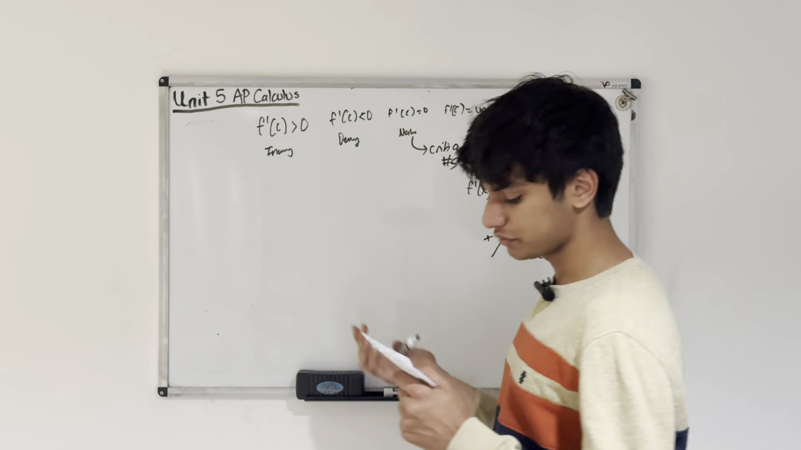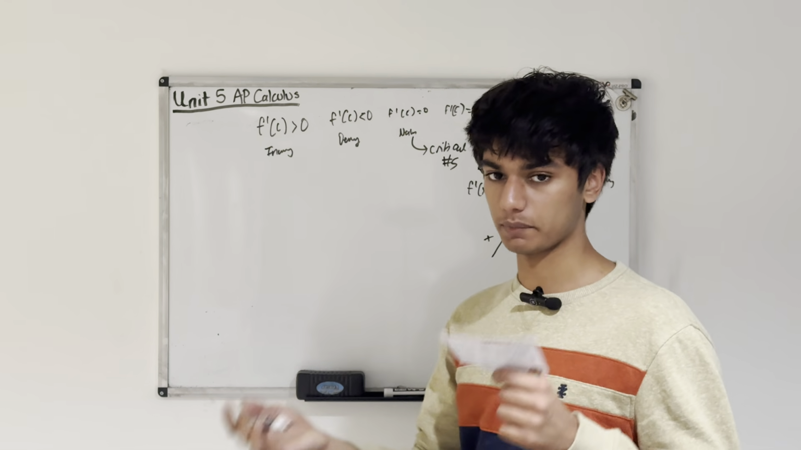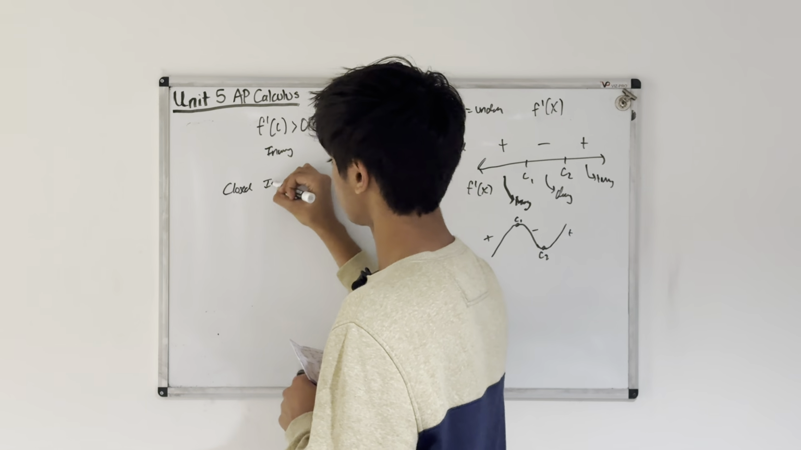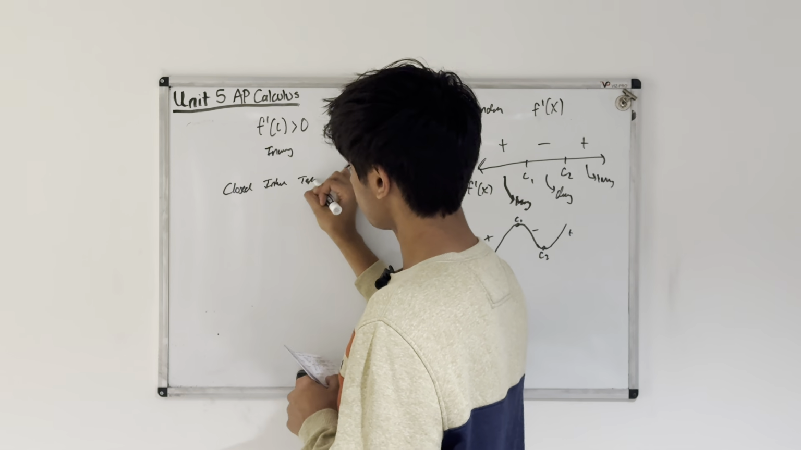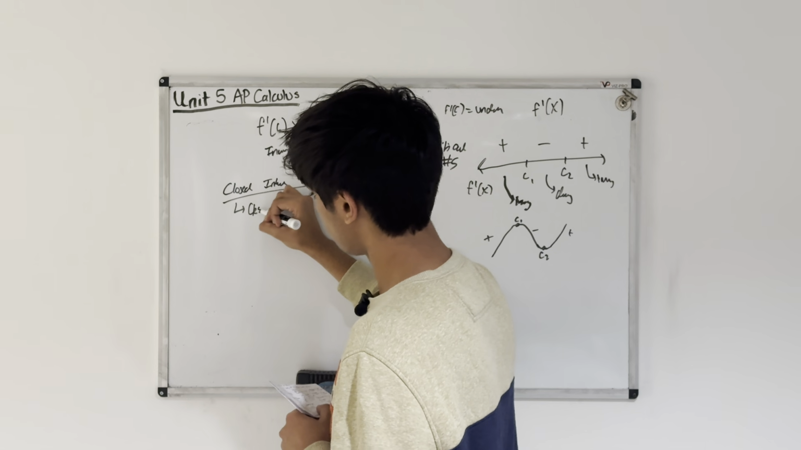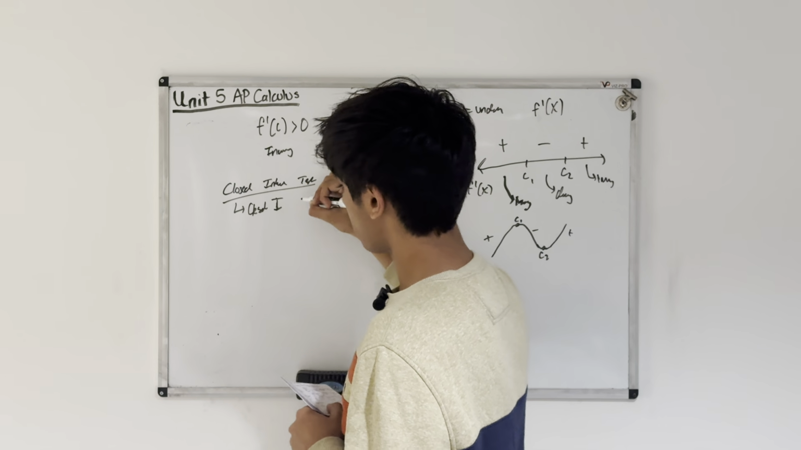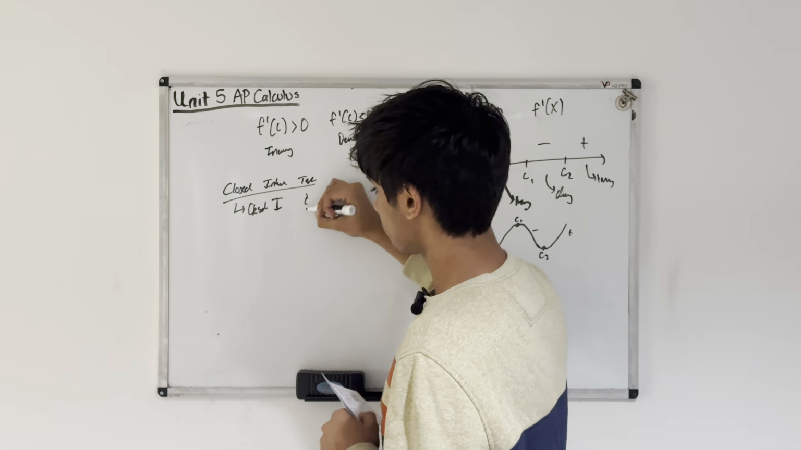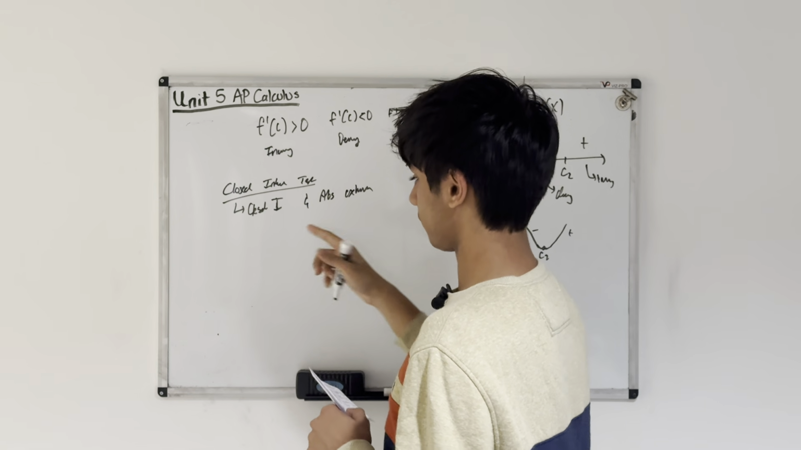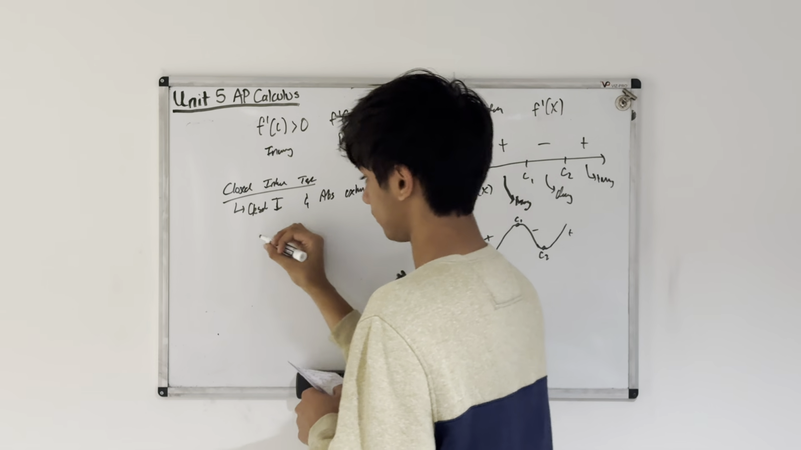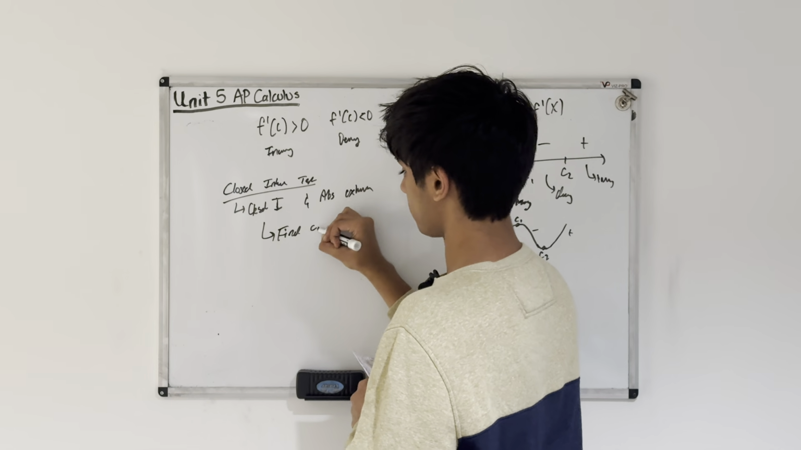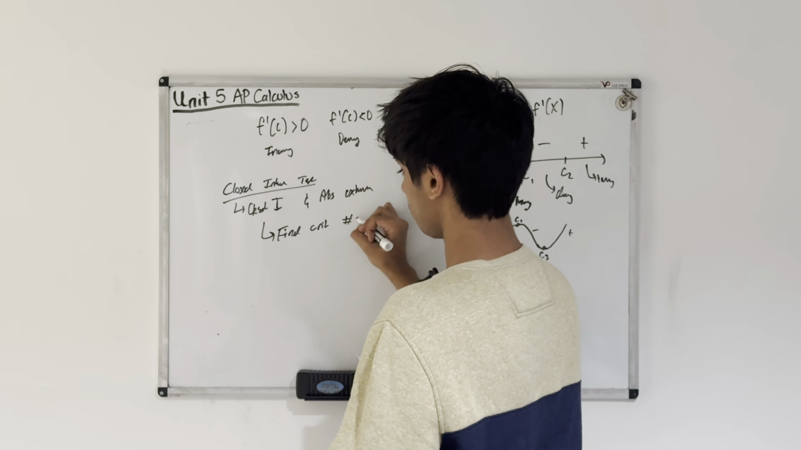Okay, so this leads to our first test for finding extrema, which is the closed interval test. The closed interval test is used when we have a closed interval and we want to find the absolute extrema. So we want to find the actual absolute extrema and we have a closed interval. And the idea is we want to find the critical numbers. So we want to find when f prime is equal to either 0 or undefined.